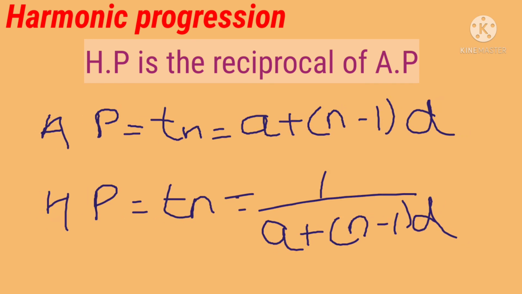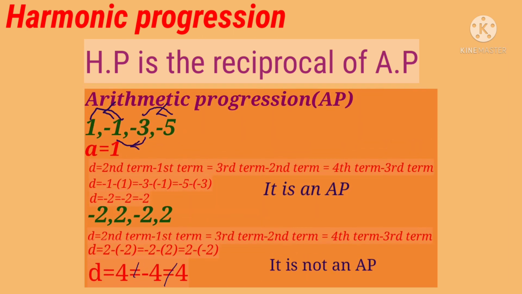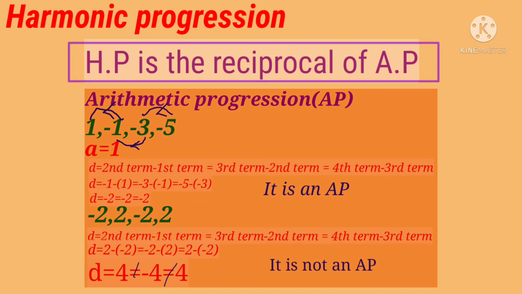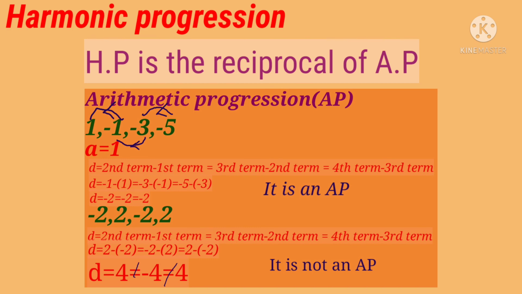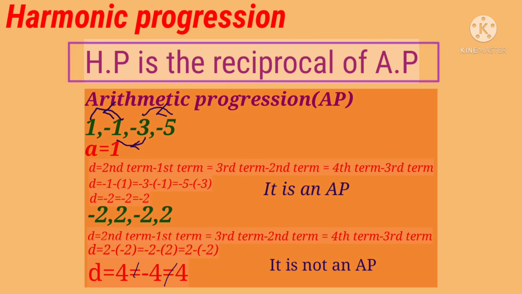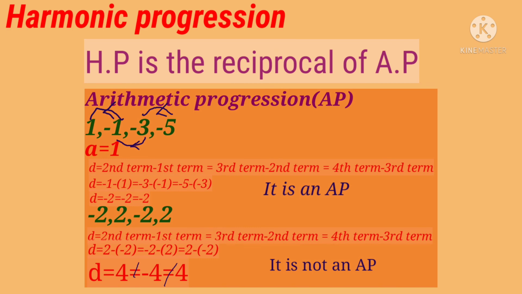If terms like 1, 2, 3 are given and we want to prove it's an AP or not, we need to subtract the first number from the second number. If the common difference, the D value, is the same, then we say it's an AP. But in HP what we need to do is take the reciprocals, that is 1 by 1, 1 by 2, 1 by 3, 1 by 4, and do the same procedure: second term minus the first term. If it is the same, then we represent it as an HP, taking the reciprocal. That's the only difference between AP and HP.